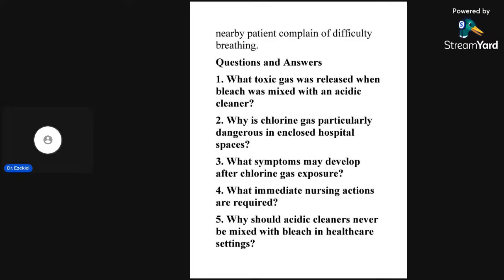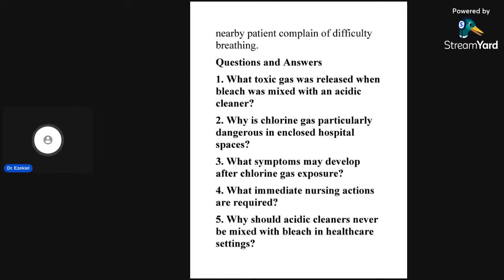Probably because I just want to save time. So why is chlorine gas particularly dangerous in enclosed hospital spaces? Number three, what symptoms may develop after chlorine gas exposure? Number four, what immediate nursing actions are required? Why should acidic cleaner never be mixed with bleach?